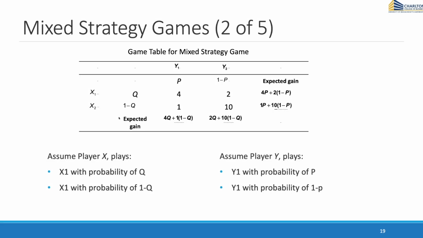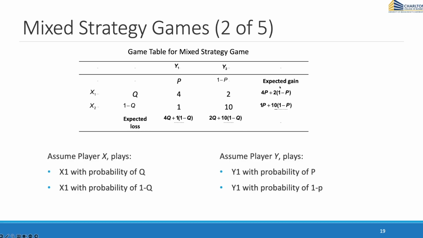So let's assume that player X chooses X1 Q% of the time, or with probability Q, and chooses X2 with 1 minus Q percent of the time, or the probability of 1 minus Q. Similarly, let's assume that Y will choose Y1 with the probability of P, or P percent of the time, and Y2 with the probability of 1 minus P, or 1 minus P percent of the time.